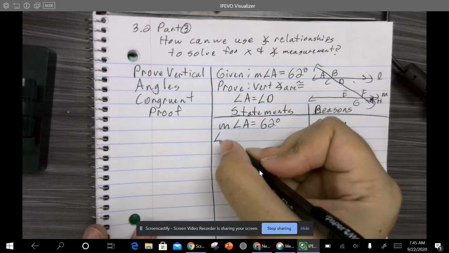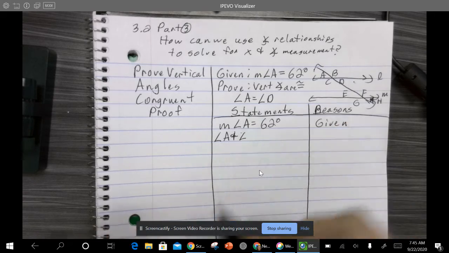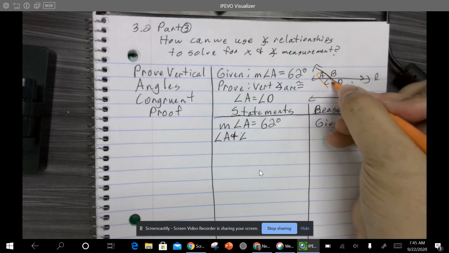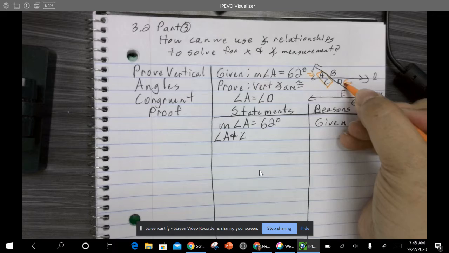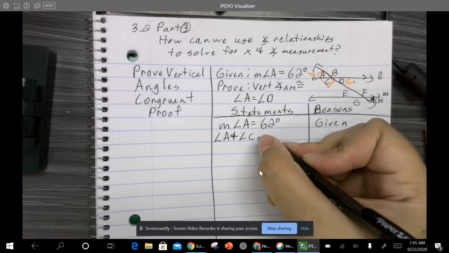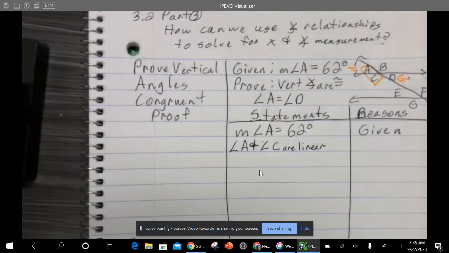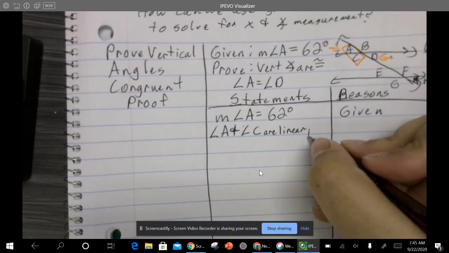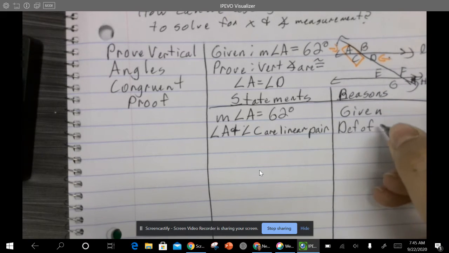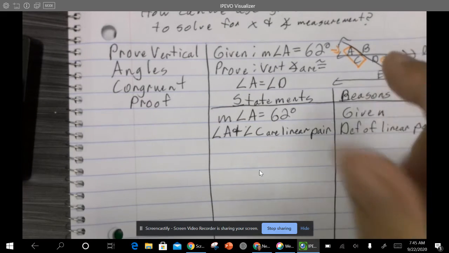Okay, and then we're going to do angle A and B. Okay, so we're going to start with angle A and B. Actually, I'm going to do A and C. Okay, and we're trying to prove that A and D are congruent. So A and C are a linear pair. And that's by the definition of a linear pair. They are next to each other and they form a straight line.